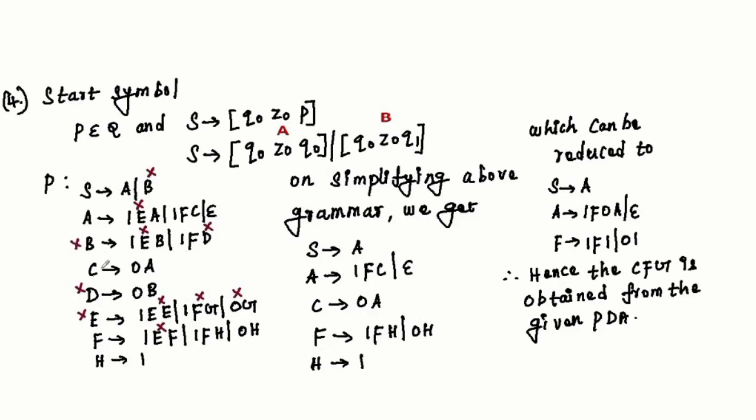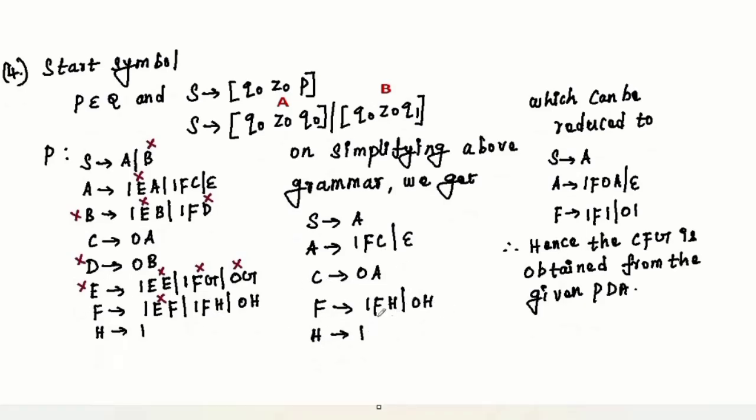On simplifying the grammar, you will get S tends to A; A tends to 1 F C or epsilon; C tends to 0 A; F tends to 1 F H or 0 H; H tends to 1, which can be reduced to S tends to A; A tends to 1 F. Instead of C, substitute 0 A, you will get A tends to 1 F 0 A, otherwise epsilon. Next, F tends to 1 F H. By replacing H, you will get F tends to 1 F 1 or 0 1. Hence, the context-free grammar is obtained from the given PDA.